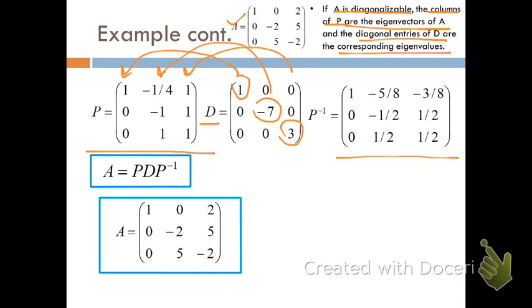So again, A we said was diagonalizable. The columns of P are the eigenvectors corresponding to these eigenvalues, which make the diagonal entries of D. And finding P inverse and multiplying out, we get back the matrix A. So this proves that indeed this matrix A is diagonalizable.